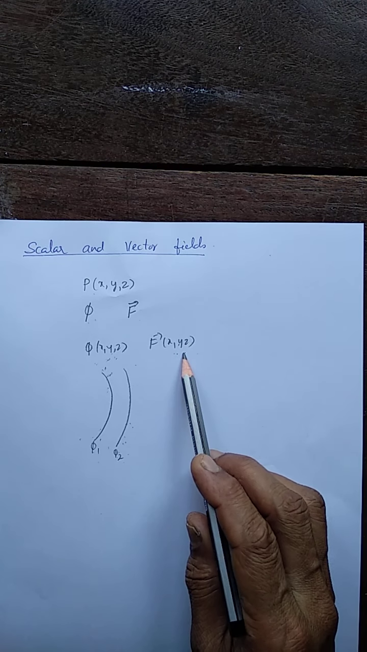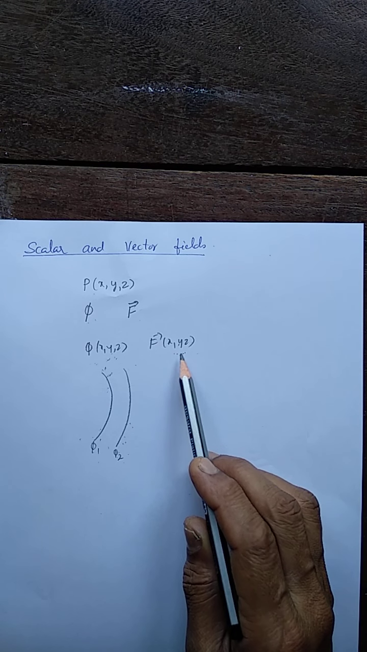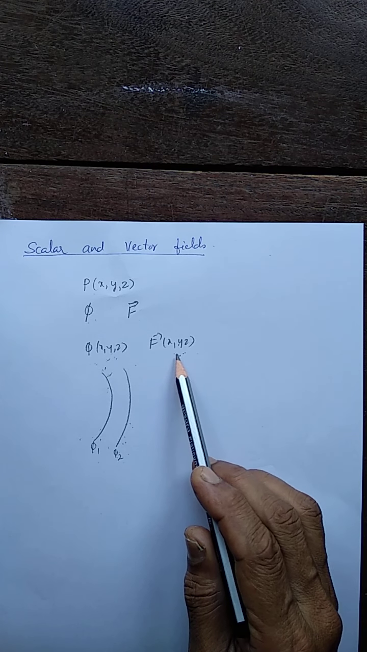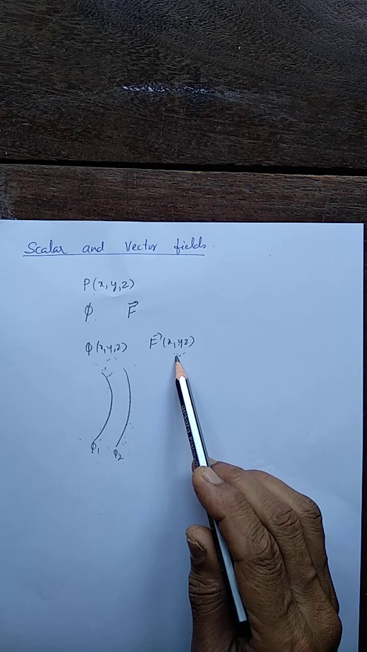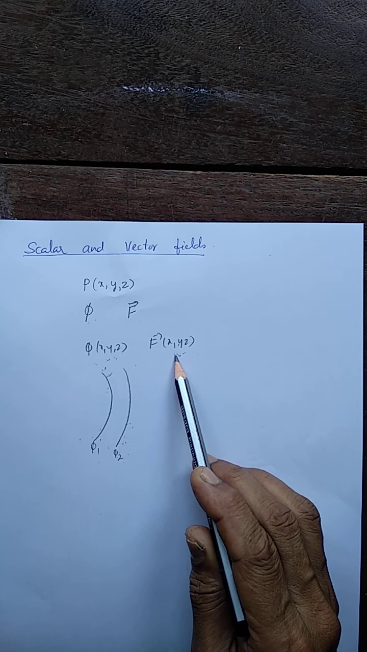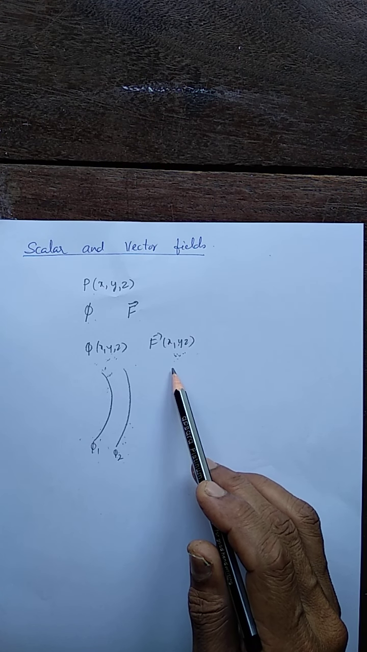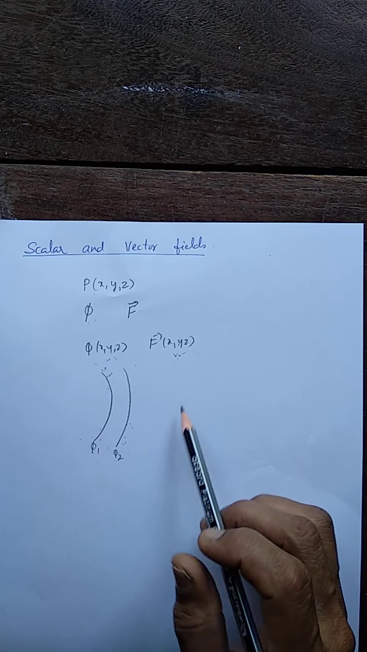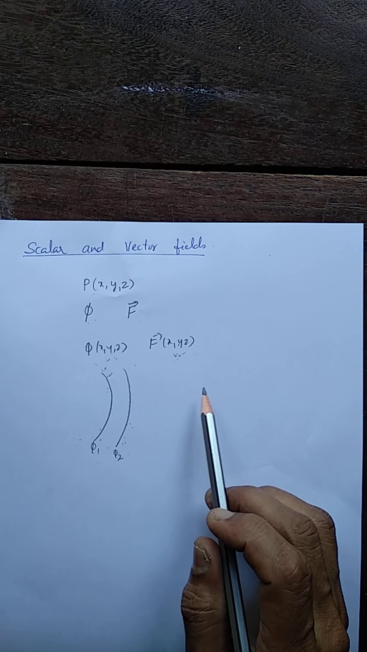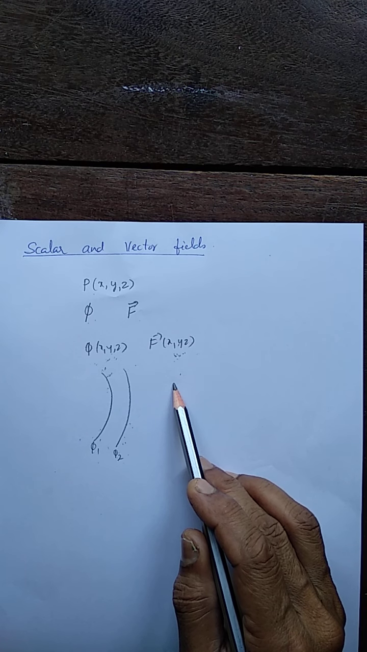And the vector field f. Suppose at every point in a region of space, a vector function is defined. Then that region is called the vector field, where we define this vector function. An example for this is the distribution of velocity in fluids. When a fluid is in motion, the distribution of velocity is an example for the vector field.